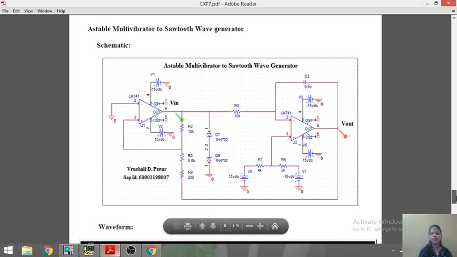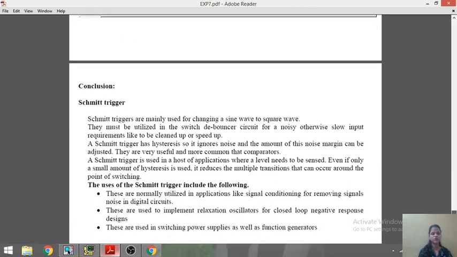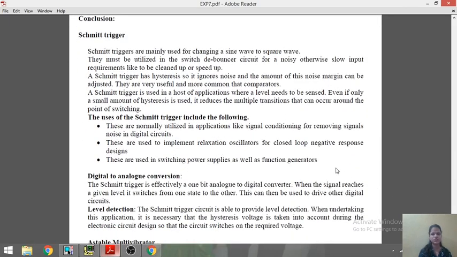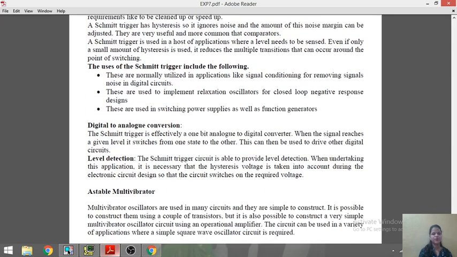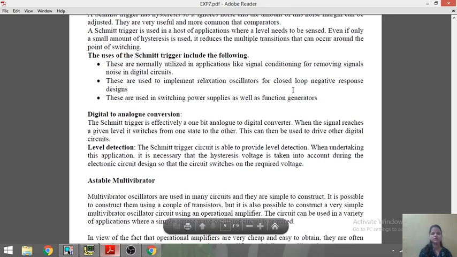So like this, the Sawtooth wave generator. The conclusion for that is that Schmitt triggers are mainly used in changing a sine wave to a square wave. They can be utilized in switch debouncer circuits for noisy or otherwise slow input requirements, like cleanup or speed up. A Schmitt trigger is used in applications where the levels need to be sensed. If only a small amount of hysteresis is used, it is to reduce the multiple transitions that can occur around the point of switching. A Schmitt trigger is normally utilized in applications like signal conditioning for removing digital signal noise. It is also used in digital to analog conversion and level detection.